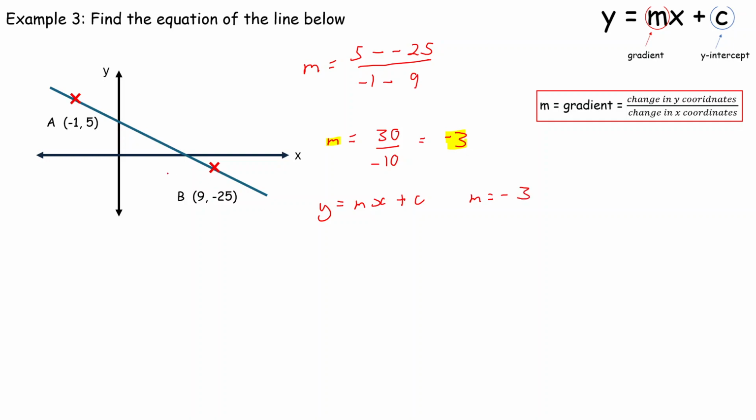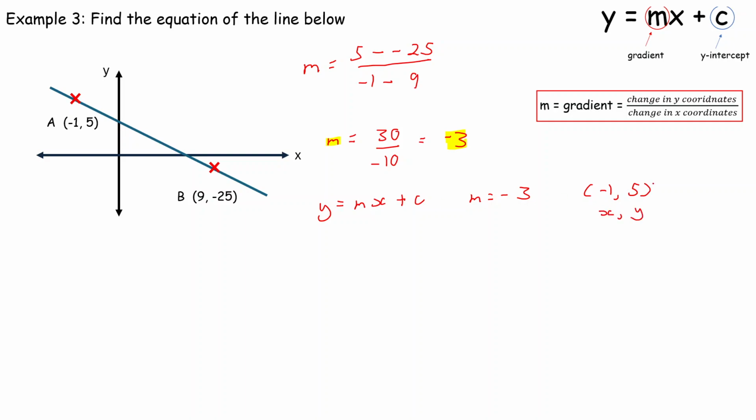And I can choose a coordinate to go and substitute into my equation. You can choose any, it doesn't make a difference. You want to use the ones which have probably got smaller numbers. So A, minus 1, 5 is going to be a better one to go for. So minus 1 and 5. Because minus 1 is the x coordinate and the 5 is the y coordinate.